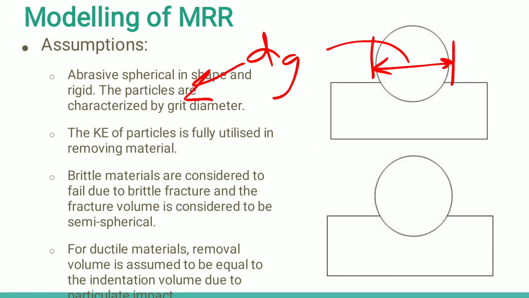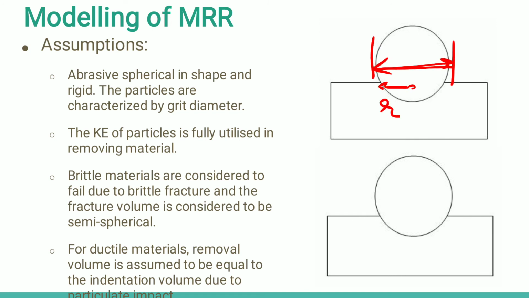If I have to write the radius, then it will be rg, but I am not using rg, I am using dg by 2. Now this is the maximum radius or the maximum diameter, and over here the radius I'm using is small r, and the maximum possible is rg, or dg by 2.